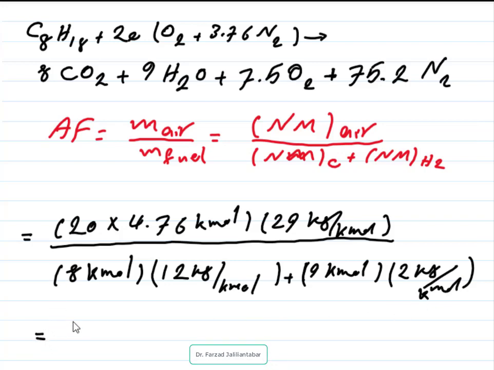So this air-fuel ratio will be equal to 24.2 kilogram of air per kilogram of fuel. In other words, we need 24.2 kilogram of air to react with 1 kilogram of fuel.